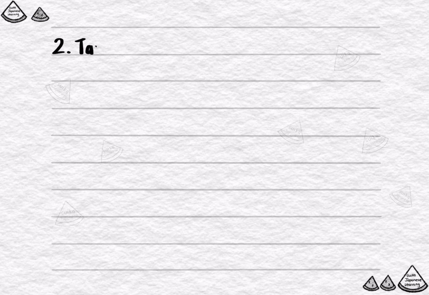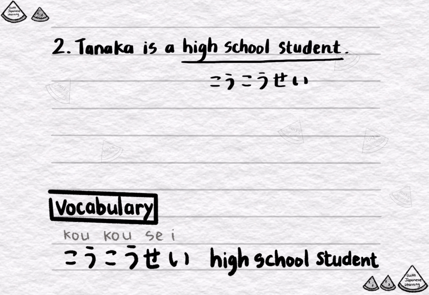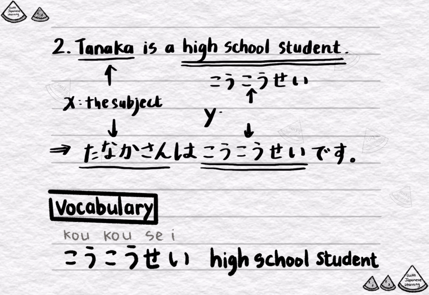Second sentence. Tanaka is a high school student. High school student is koukousei in Japanese. So this becomes Tanaka-san wa koukousei desu. Tanaka-san is the subject. Koukousei is what we are saying about the subject.